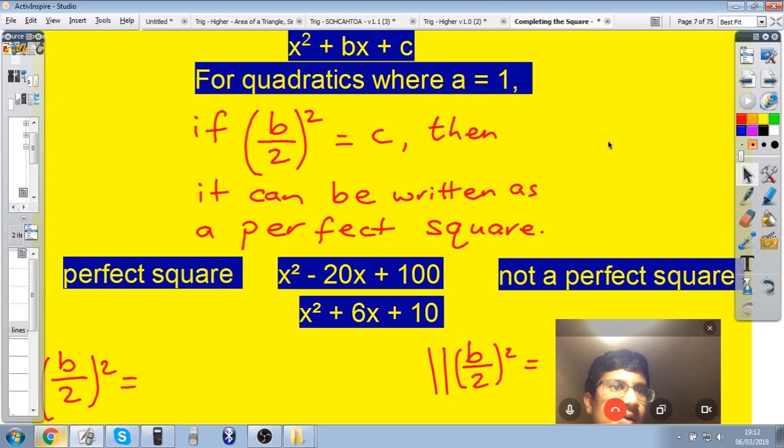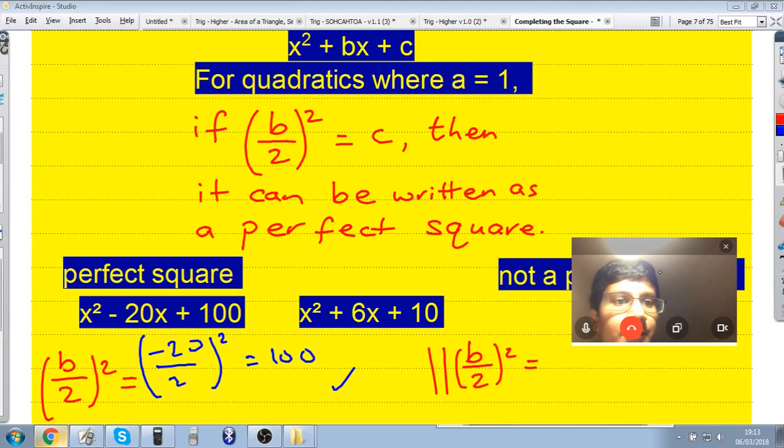And how about the other one? So x squared plus 6x. If we assume it is a perfect square, 6 over 2 squared gives us 9, but that's not 10, so it's not a perfect square.